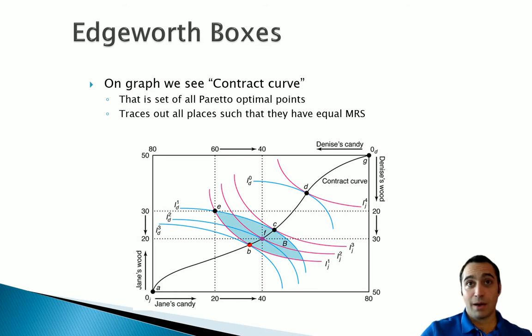Why does tangency matter? Well, at points that are not tangent, like E, the indifference curves will overlap and create a lens, given by this blue region, and in that lens, all of these points are strictly better for one or both individuals. Whereas at B, F, and C, there is no lens. They're doing the best that they can.